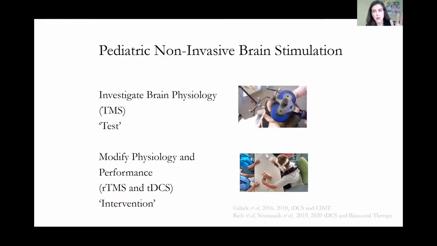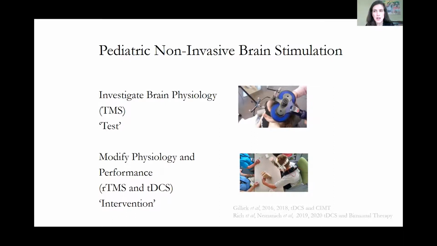Christine so nicely already described pediatric non-invasive brain stimulation in terms of the ways that we use it. So here are 2 photos of children within our lab, one who's receiving TMS integrated with stereotactic neuronavigation to test cortical excitability, look at the neurophysiology. And then also we use TMS repetitively, or tDCS, to modify the physiology and performance. And many of you are obviously familiar with those types of interventions.